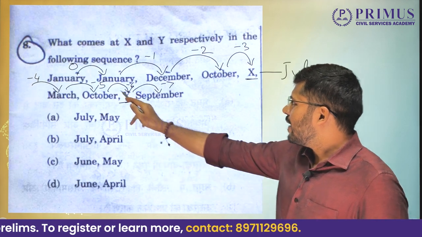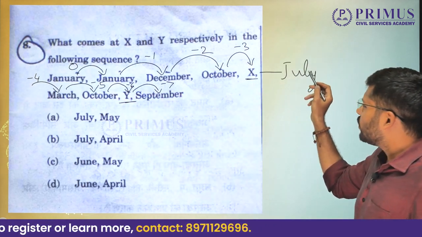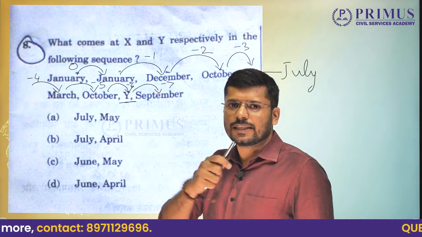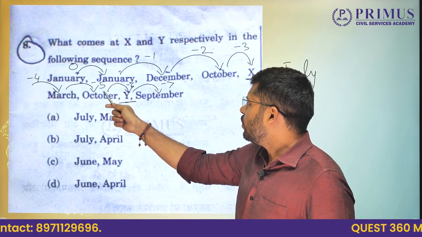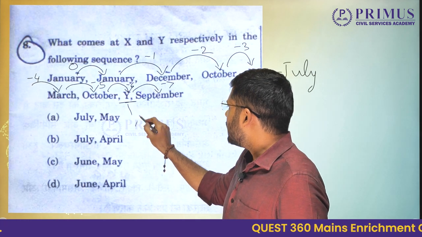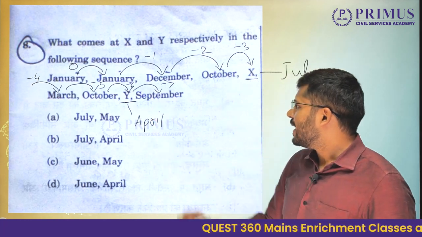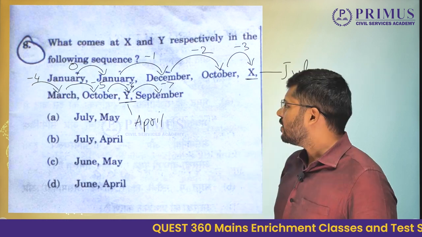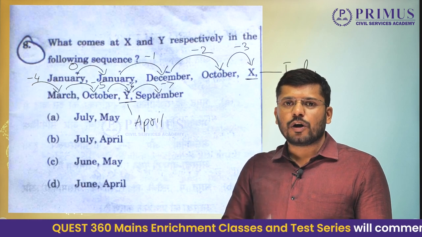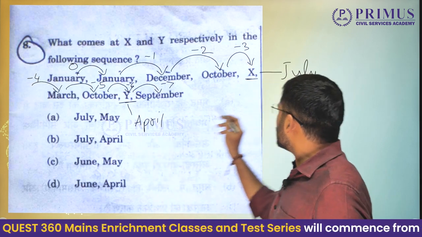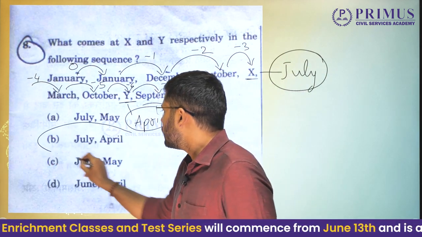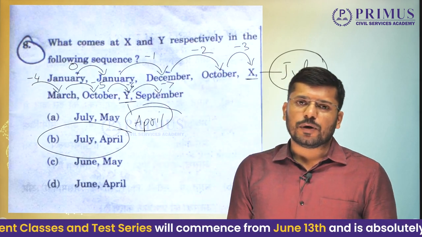What about Y? Let us cross check it. What do you get if you go 4 months behind July? July, June, May, April and March. Yes, that checks out. Then what month do you get if you go 6 months behind October? We will get April. What month do we get if we go 7 months behind April? March, February, January, then December, November, October and September. So everything checks out. The answer is July and April. Do we have that option? Yes. For the 8th question, option B will be your answer.